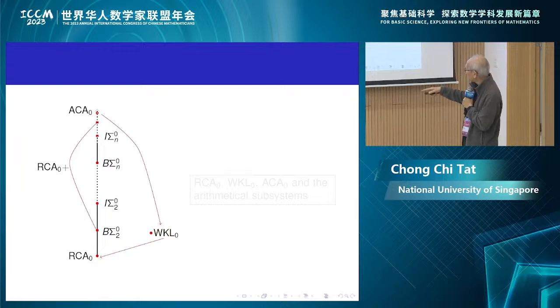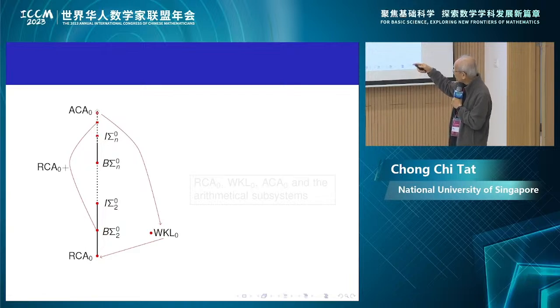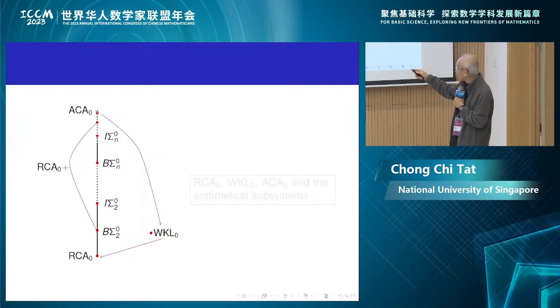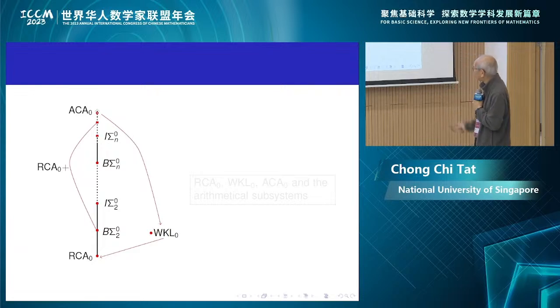We have RCA0 at the base, and then we have WKL0, weak Koenig's lemma, on one side, and along the way you have I sigma n, which is stronger than B sigma n, and so on and so forth, all the way to B sigma 2, and then down to I sigma 1, which is RCA0. So this gives us a hierarchy of the subsystems that we're going to talk about in relation to Ramsey theory.